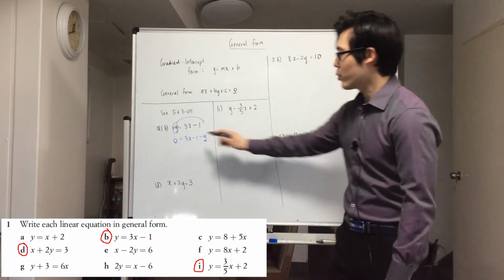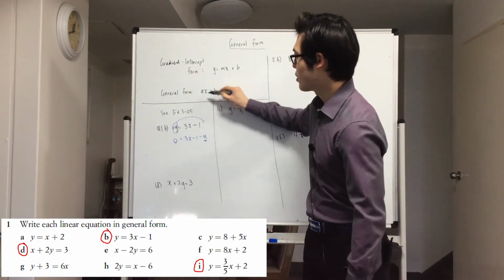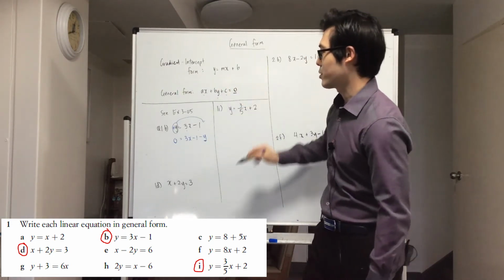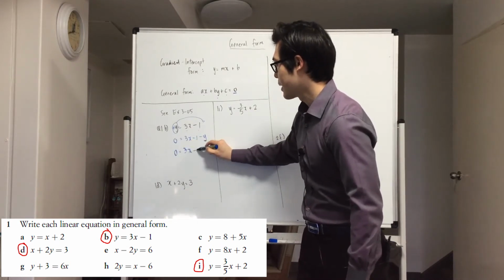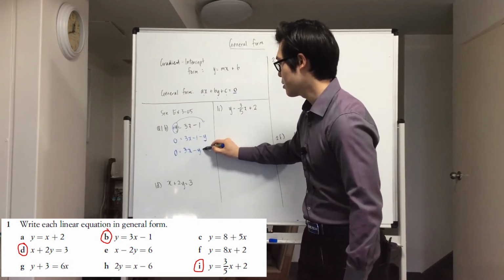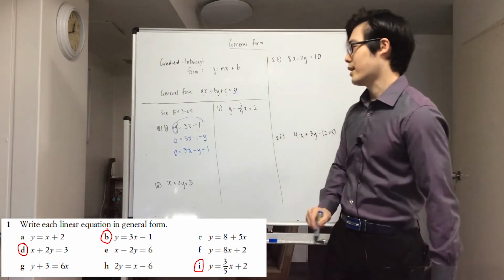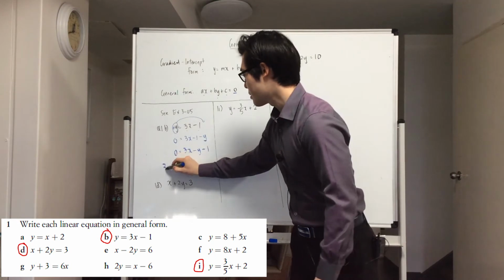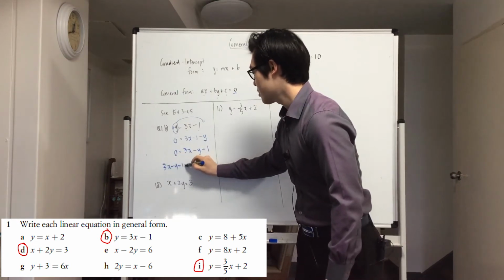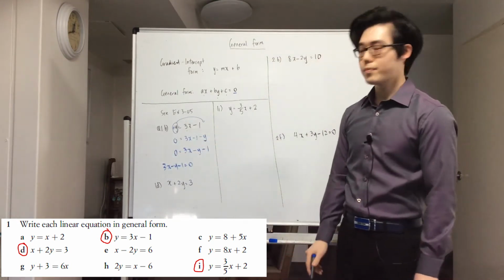After you've done that, rearrange these three so that x comes first, y comes second, and the number comes third. So in our case, we've got 3x first, and then minus y second, and the constant term, or the number without any letter, comes last. So that's your general form, okay? You can write it like this. It's the same thing as writing it like this, okay? You can leave it in either form.